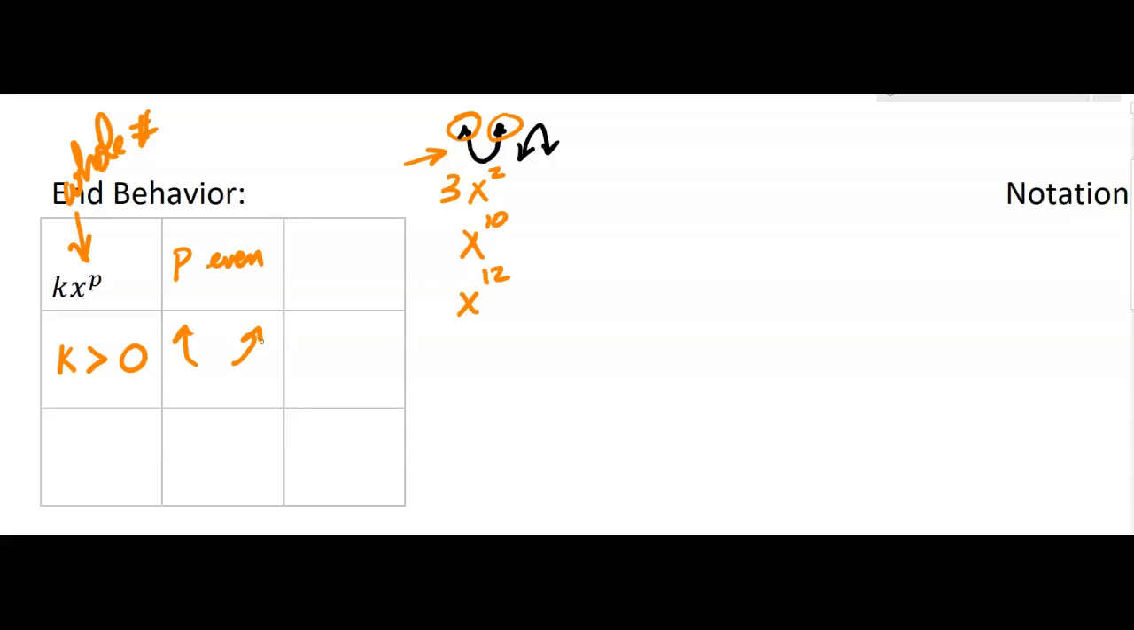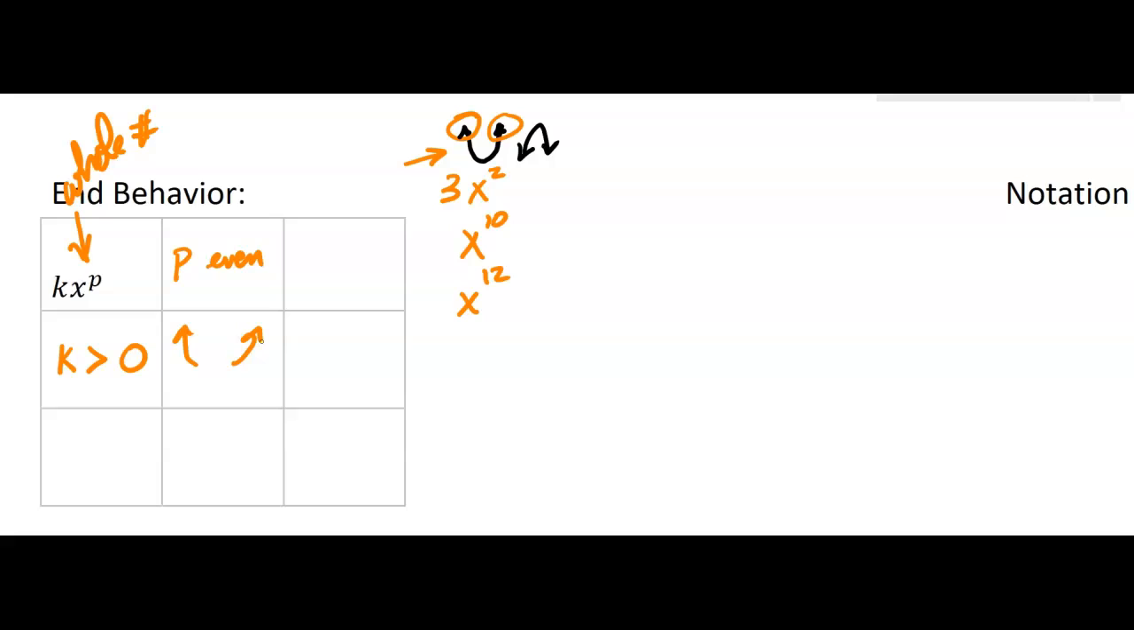Now, some books will write that just with those arrows. They'll say the end behavior is up to the left and up to the right, or something like that. I'm going to give you some notation in a minute, but we want to understand what's going on. So if you think about p being even and k being greater than 0, it's like you're putting both arms up in the air like a touchdown. I don't know if that helps. There's a whole sheet of these you can find with cartoon stick figures.